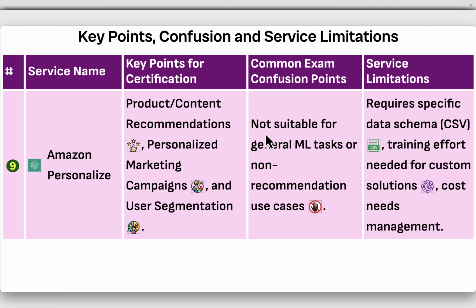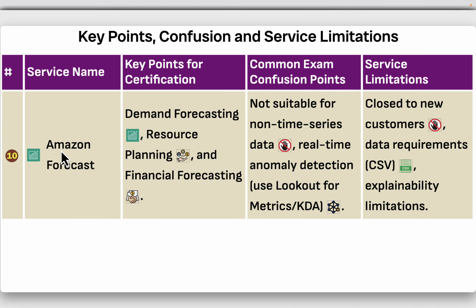Common exam confusion points are it is not suitable for general machine learning tasks or non-recommendation use cases. Some service limitations: it requires a specific data schema, CSV, training effort needed for custom solutions, and cost needs management. Next service, Amazon Forecast. Key points for certification: demand forecasting, resource planning, and financial forecasting. Common exam confusion points are it is not suitable for non-time series data or real-time anomaly detection. So for that you will use Lookout for Metrics or Kinesis Data Analytics.